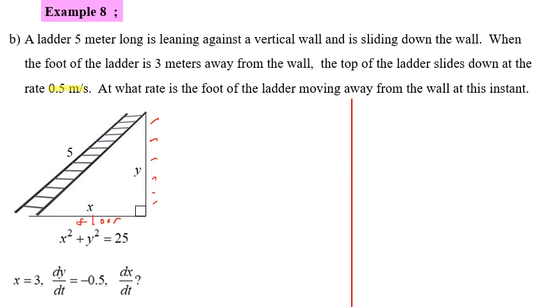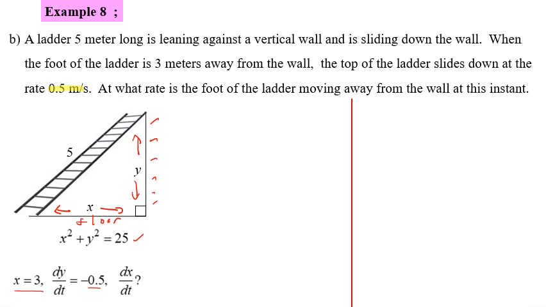So we can define x here and y at the wall. Okay, so the equation using Pythagoras theorem is x squared plus y squared equals 25. That is 5 meters, 5 squared is 25. So this is the equation that we get. And also at the situation when x equals 3, the rate would be 0.5.